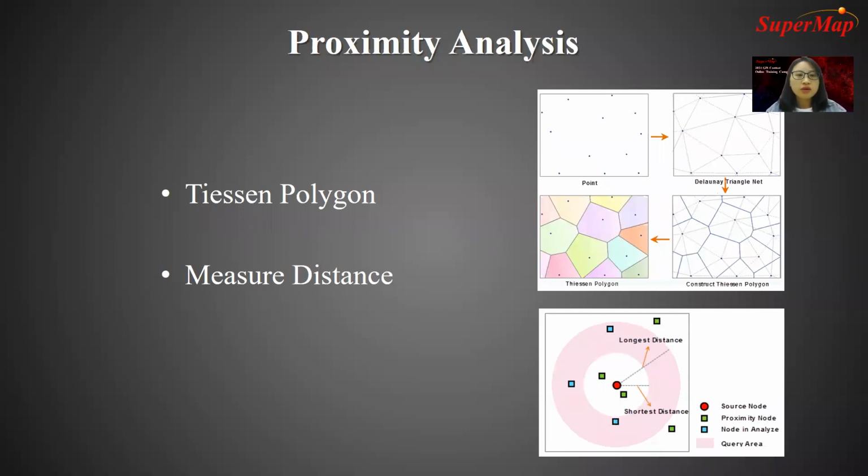Let's go on. As you know, the Thiessen polygon has features: every Thiessen polygon contains only one discrete point, and for any location in a Thiessen polygon, the discrete point associated with that polygon is the closest one among all the discrete points. And the measure distance function is used to check the proximity relationship between two groups of features. For example, you can use it to find the closest stream for a set of wildlife observations or the closest bus stops to a set of tourist destinations.